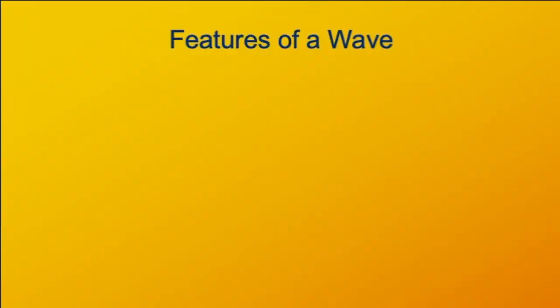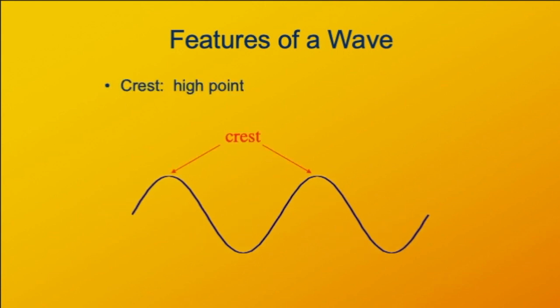Just as we had vocabulary words to describe the features and characteristics of vibrations, we have more vocabulary for describing the features and characteristics of waves, because waves are more complex than vibrations. So here's a wave coming through. We'll take a snapshot of it so we can look at the different features. The crest is the maximum excursion from the equilibrium of the medium. The trough is the maximum excursion in the other direction. So you can think of the crest as being the high points and the trough as being the low points.